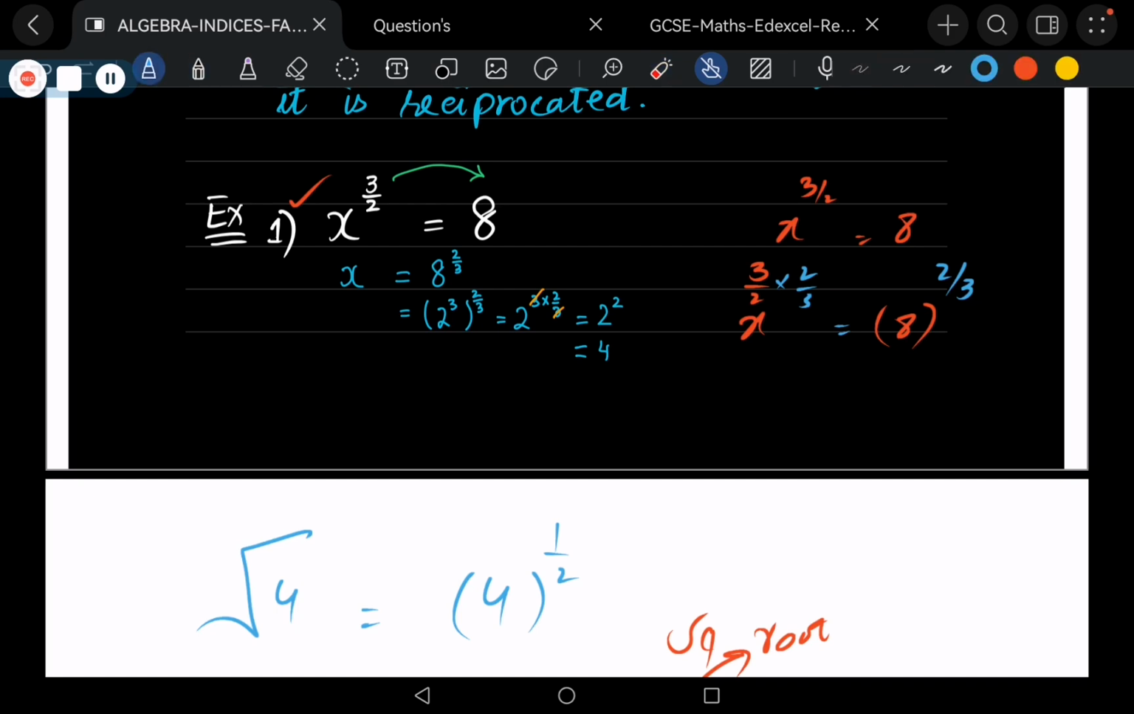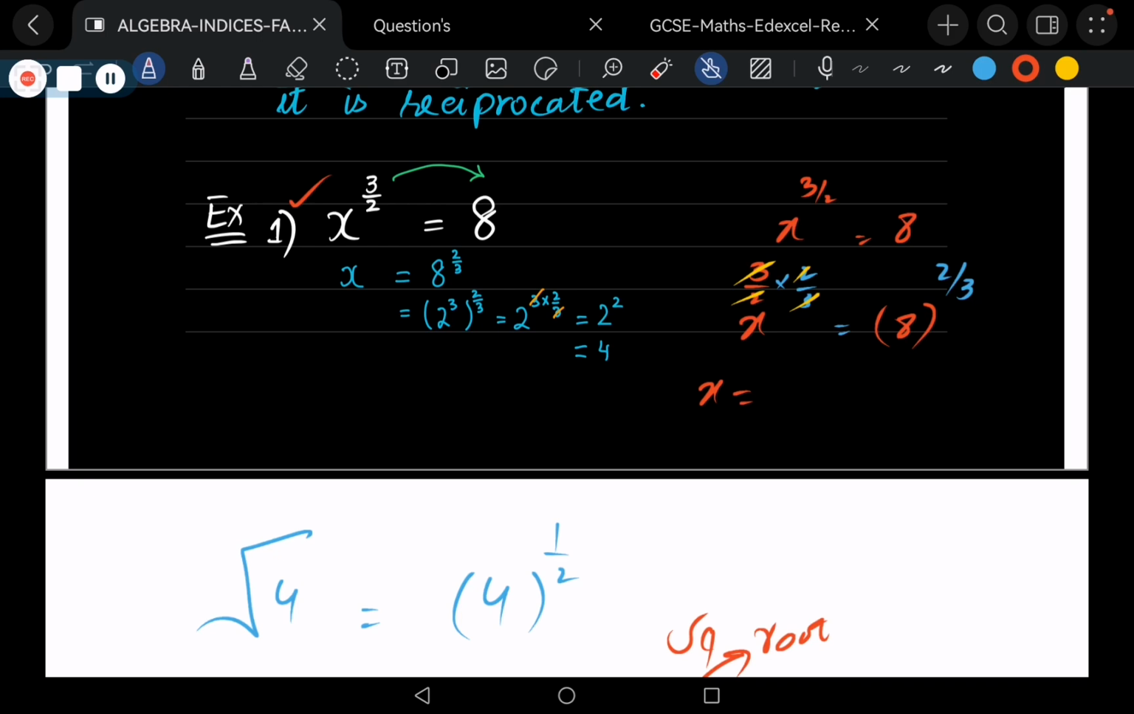Now what I can do, here 3 and 3 can cancel, 2 and 2 can cancel because they are reciprocal of each other. And I am left with only x equals to x power 1. X power 1 means, just like I told you, any number having a power 1 will stay the same. So x power 1 is actually x. So I'm writing it directly as x without any power, because x power 1 is x. So I'm writing it as x equals to 8 power 2 over 3.